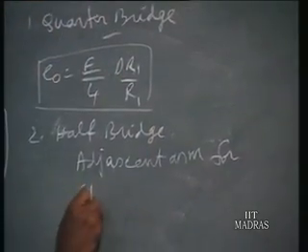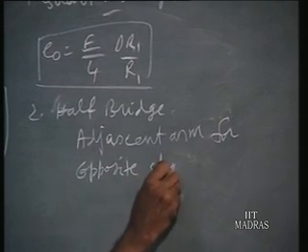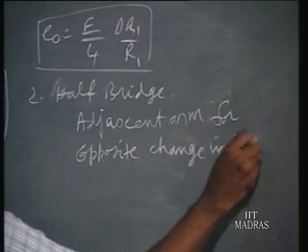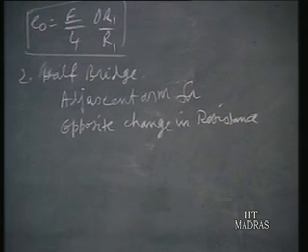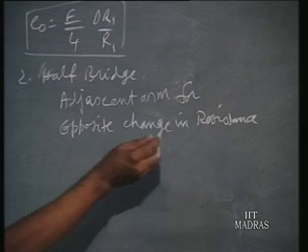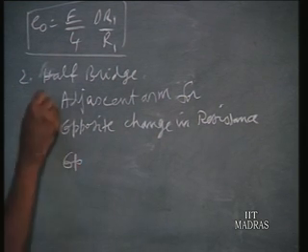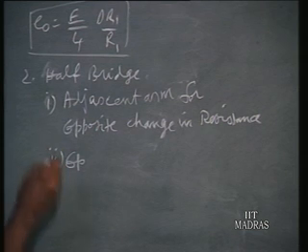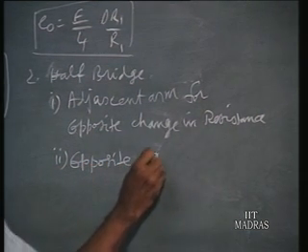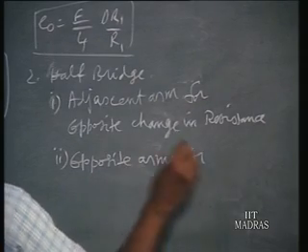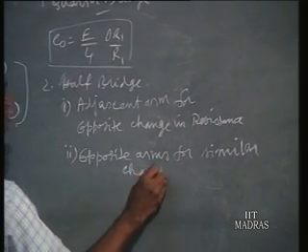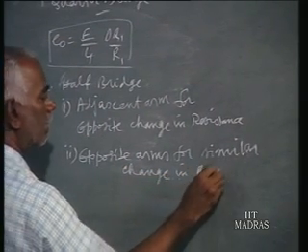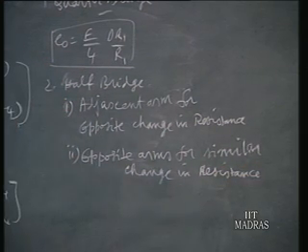for opposite change in resistance. When the resistance changes in the opposite way in both the adjacent arms, then you can use this bridge. Similarly, in the half bridge you can use adjacent arms for opposite change in resistance, and opposite arms, that is R1 and R3, for similar change, the same change in resistance. So this is to be observed.